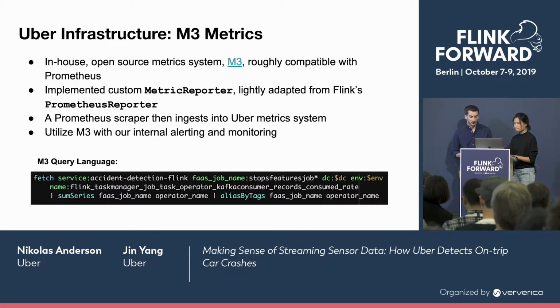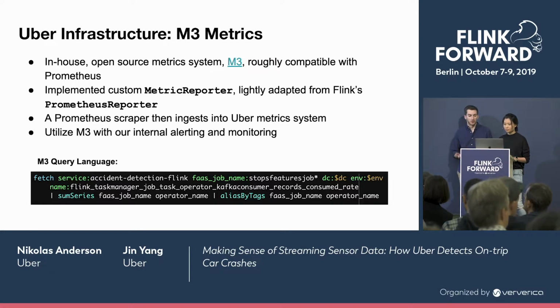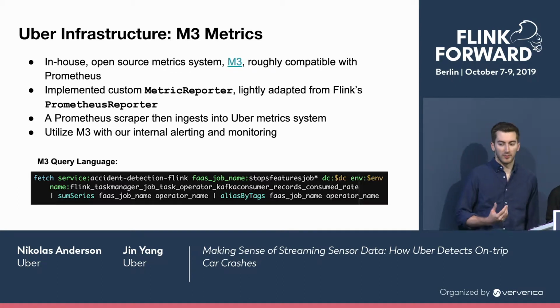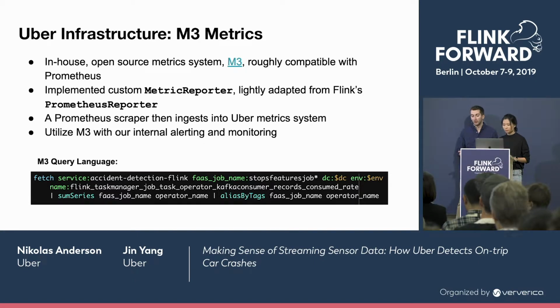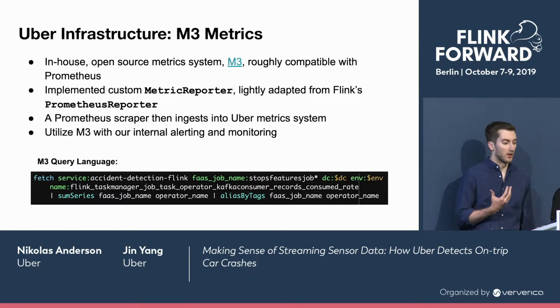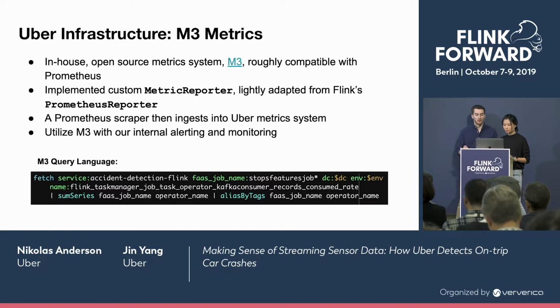In addition to integrating with Kafka, we also had to do a bit of work integrating with the metrics infrastructure at Uber. Uber has an in-house open source metric system called M3, which has a lot of similarities to Prometheus. And so it made sense to implement our own custom metric reporter, lightly adapting Flink's Prometheus reporter. We actually report directly to Prometheus, and then there's a Prometheus scraper that ingests into the Uber metrics ecosystem.